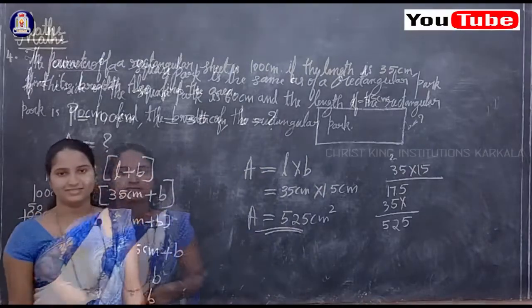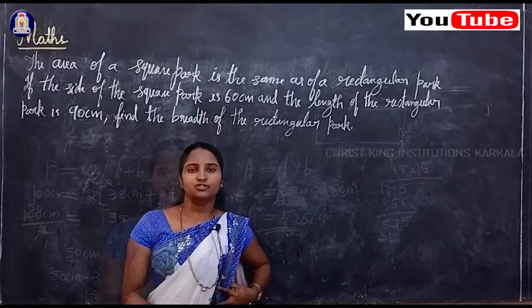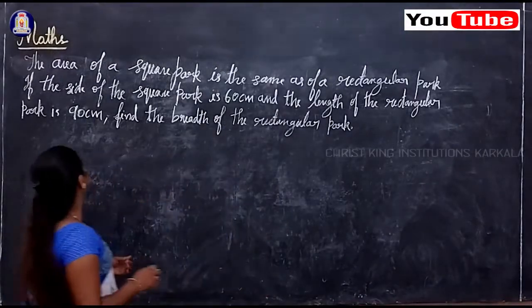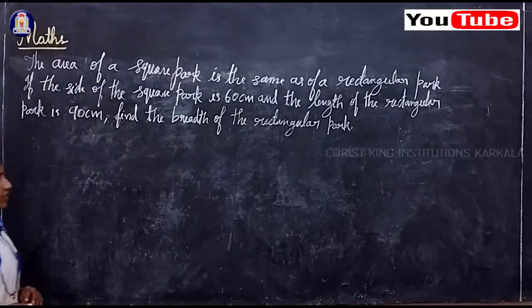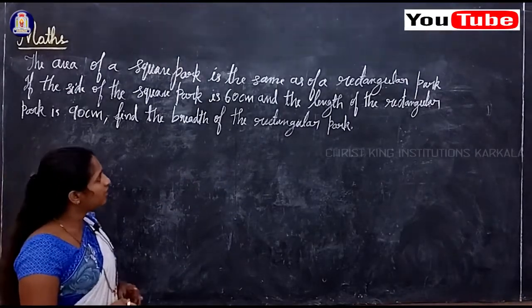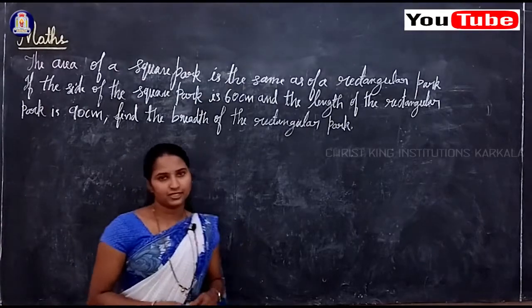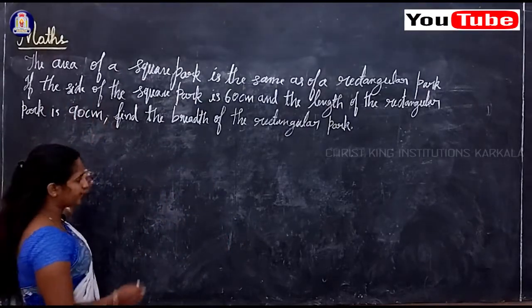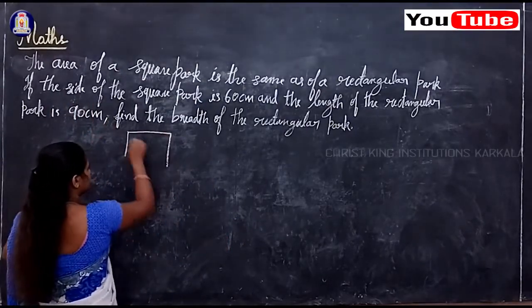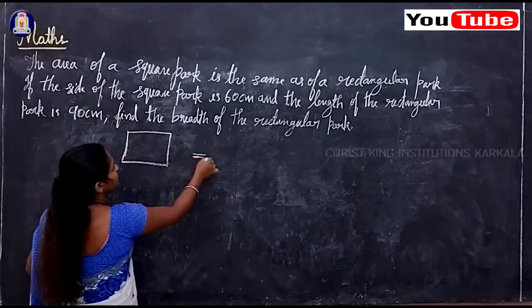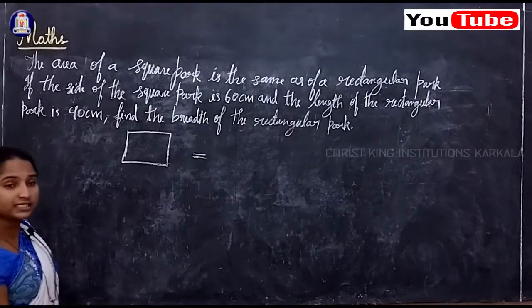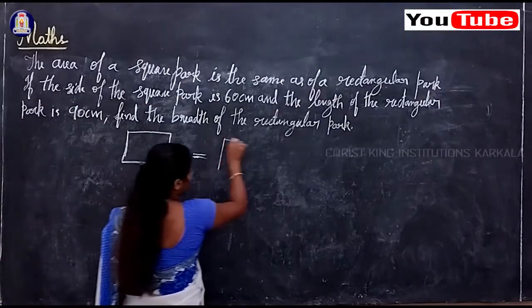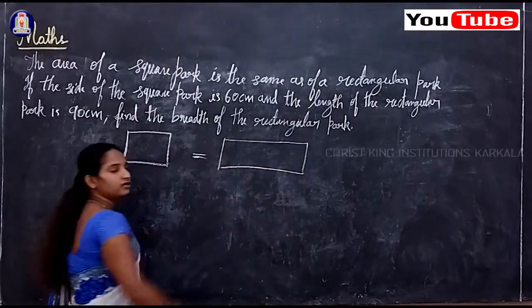Clear? Yes. Okay. The next question: the area of a square park is the same as that of a rectangular park. Area of the square park, see how much area is there in a square park, same as the rectangular park, means the area of the rectangular park.